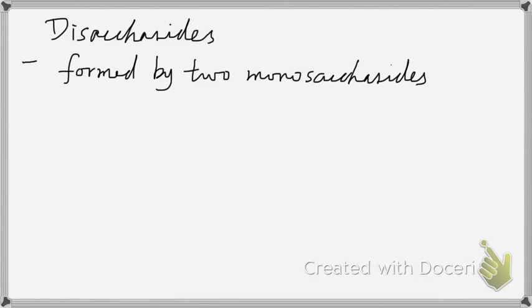In this class, we will start to talk about disaccharides. Disaccharides are formed by two monosaccharide units covalently bonded to each other. Those two monosaccharides will condense together, eliminating one water molecule to form a disaccharide.